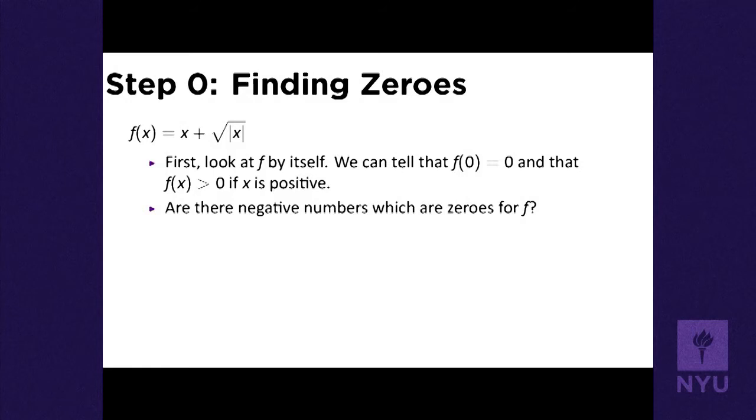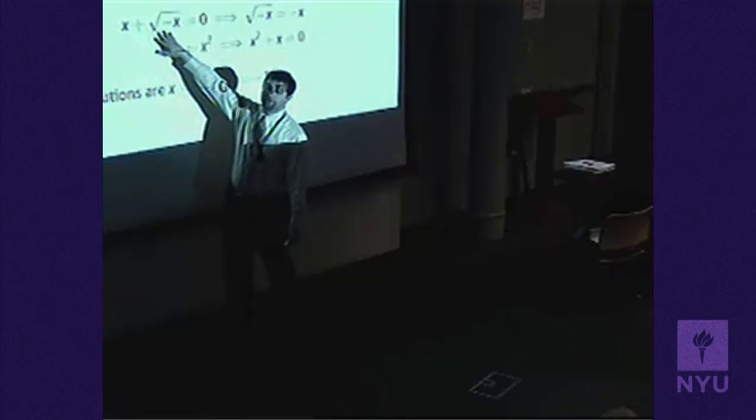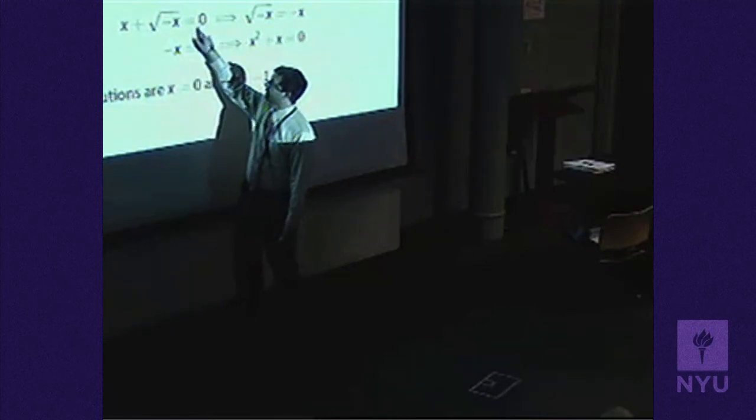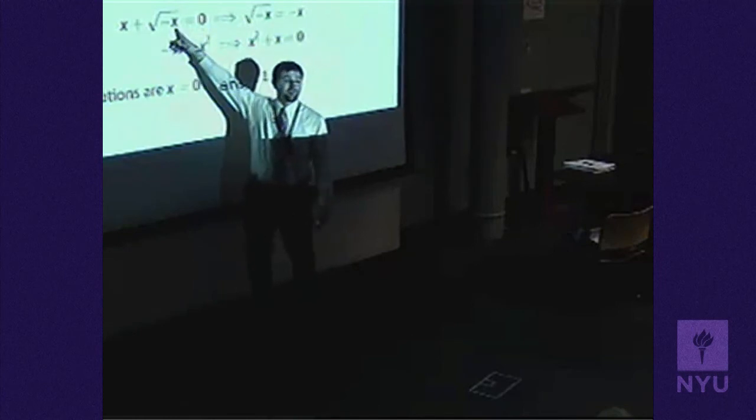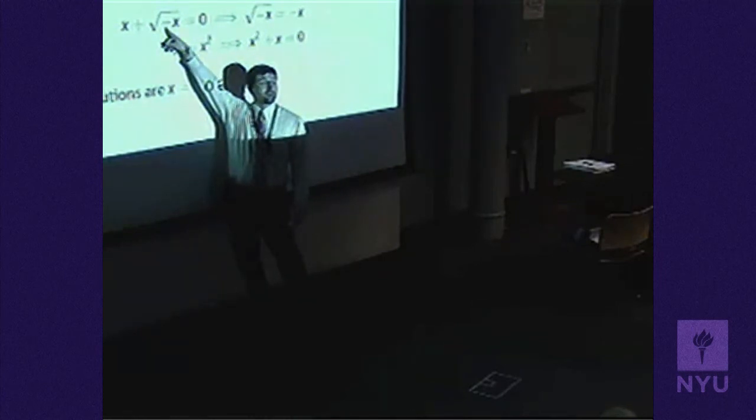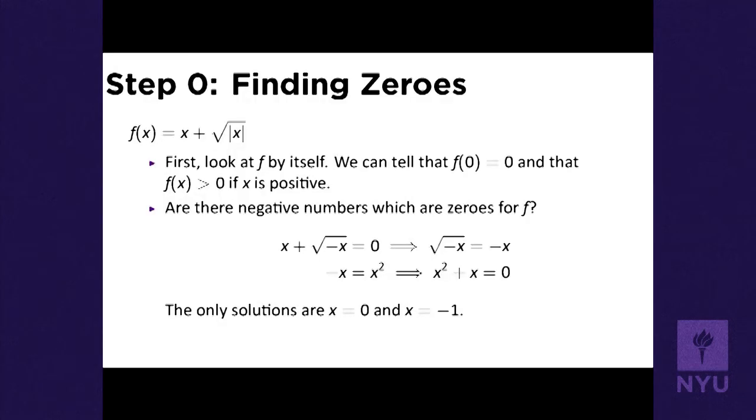Could we solve that equation? Are there negative numbers which are zeros for the function? That would mean, is there a number x for which x plus the square root of the absolute value of x is equal to 0? Now wait a minute, you say. You can't take the square root of a negative number. I'm not. x is negative, so minus x is positive. All right? Think about x being minus 3, then minus x will be positive 3, and so I can legitimately take the square root of that. The equation I have then is x plus the square root of minus x equals 0.